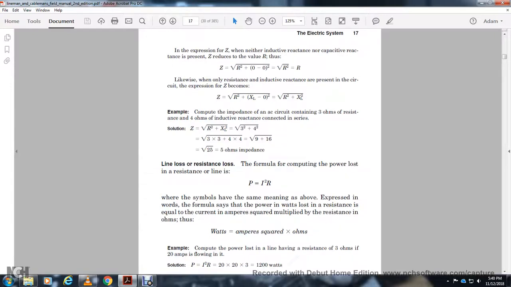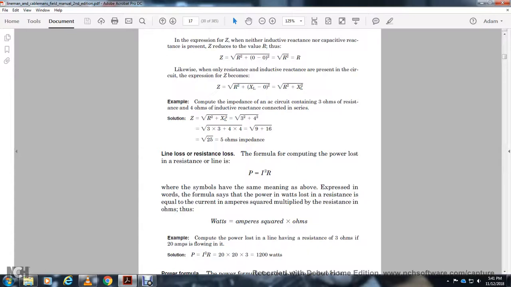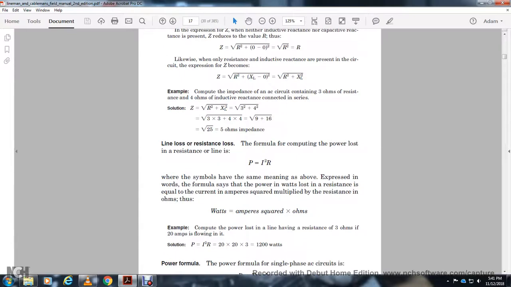Compute the power loss of a line having a resistance of 3 ohms carrying 20 amps. The solution is 20 squared, which is 400, times 3 ohms, which would give you 1200 watts.